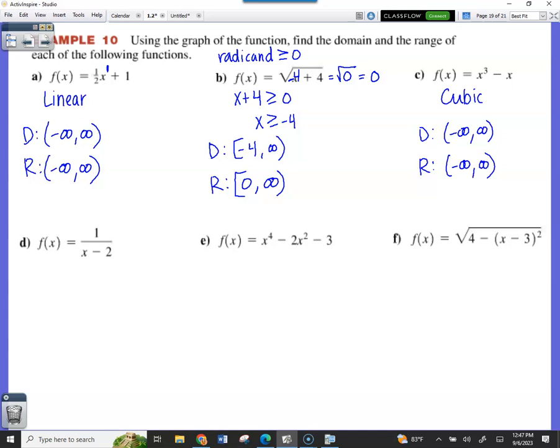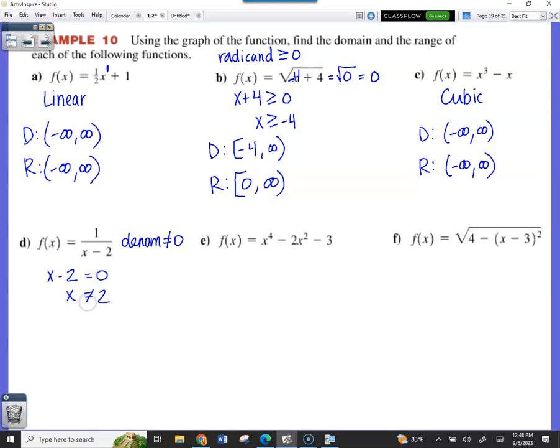All right, what about D? D is, can't have a zero in the bottom. It's a fraction. This is rational. It's called a rational function. So we say to ourselves, okay, the denominator cannot equal 0. So we're going to set it equal to 0 and solve to see what's actually off limits.